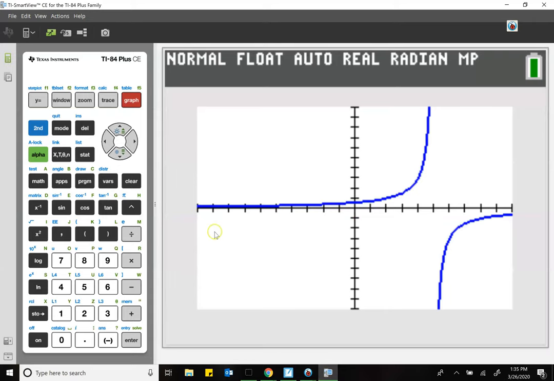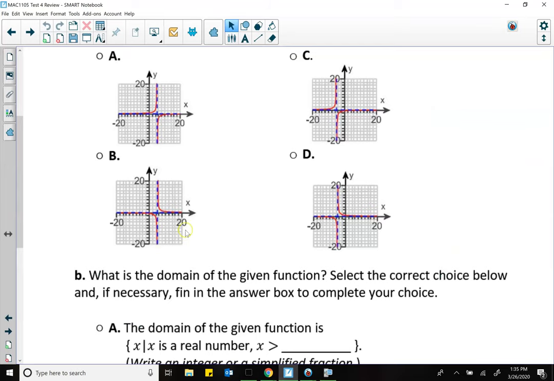Okay, so let's go to our graph. So it's swooping on the positive piece up here first, the up, and then it's down. So if we go back and we look at our pictures, A is the choice because this is the one that looks like the picture. It's in the top half first, and then it's in the bottom half. So A is the graph of that one. And now we can start answering questions.